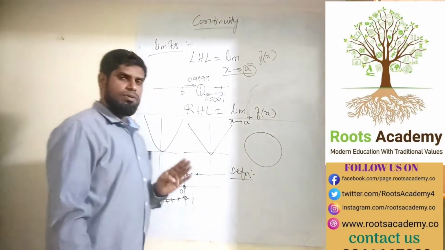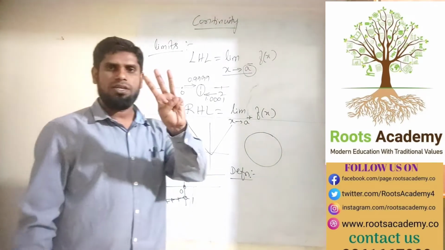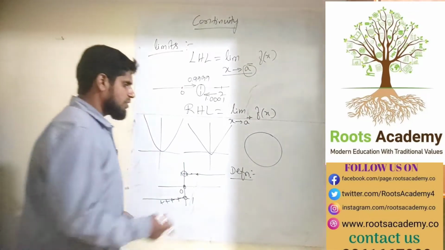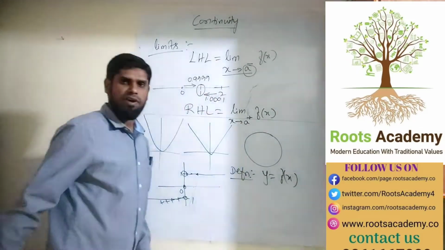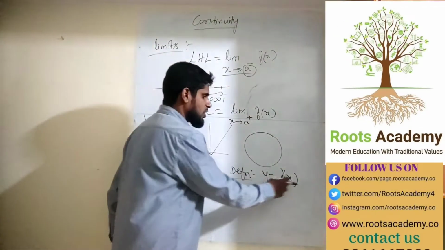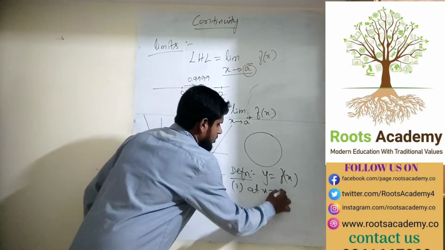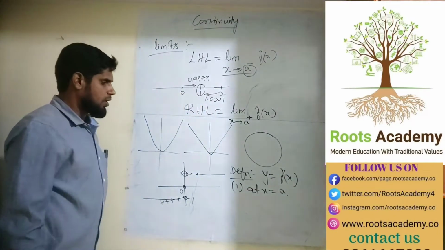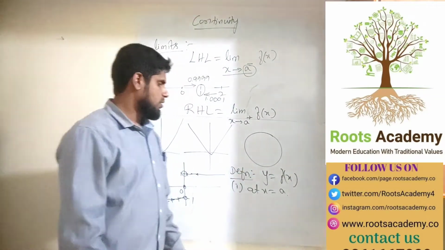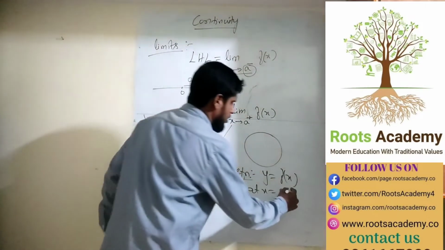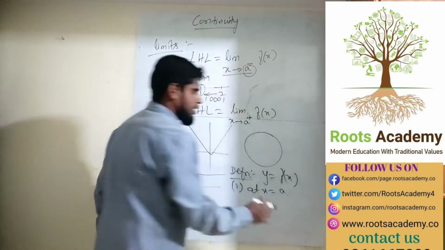If you want to prove any function is continuous, then we will just check three things. What are the three things? First, we should check, suppose y is equals to f of x is any function, then this function I should check at x is equals to a. I should find the value of this function at x is equals to a.